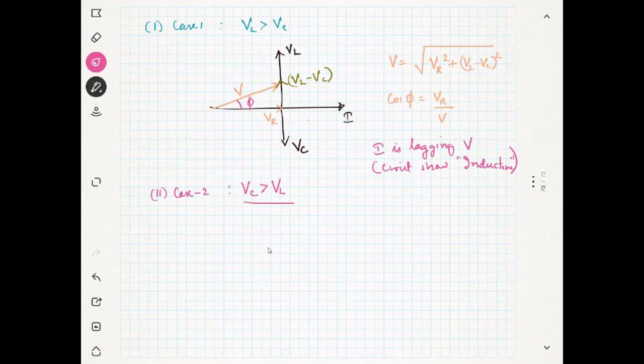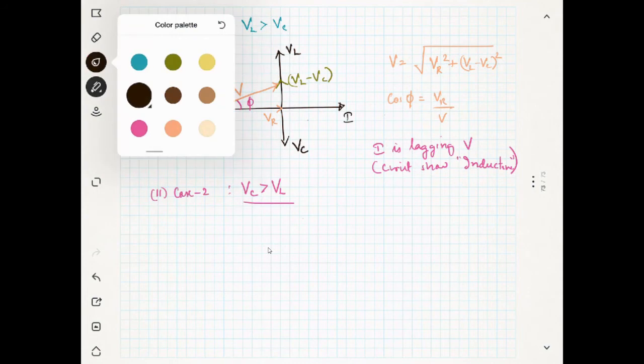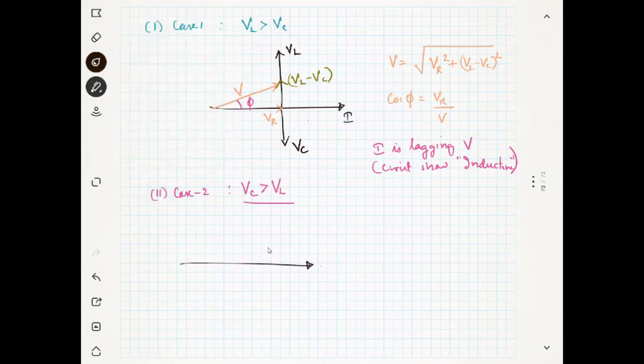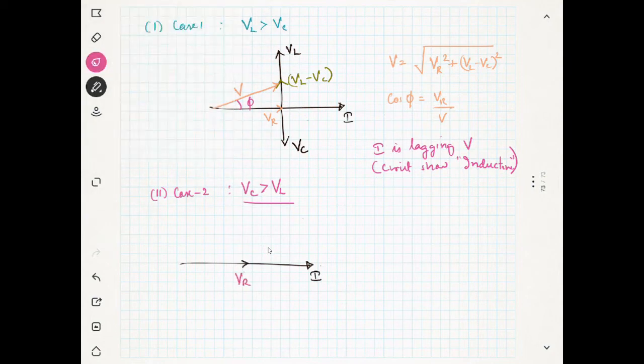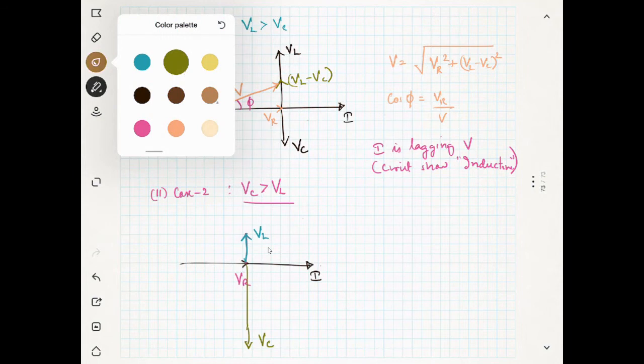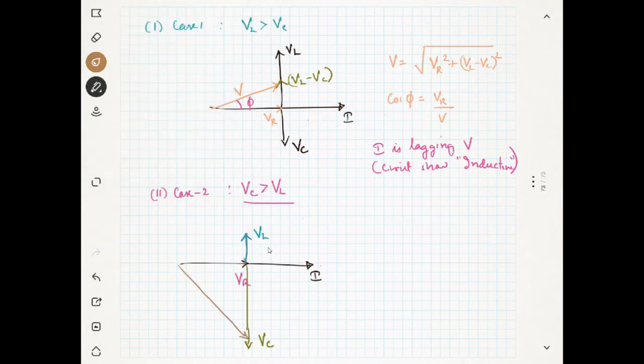VC is greater than VL. So we have now the current as the reference, like this. This is my current. The voltage VR will be like this. And the inductor has something like this, this is VL, but my capacitor is more strong. Capacitor reactance is more strong. So this is VC. So I have a resultant vector like this.